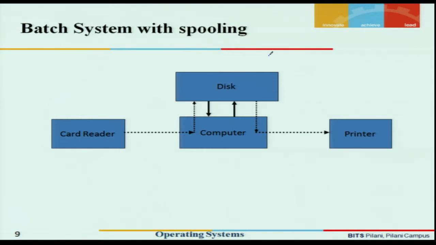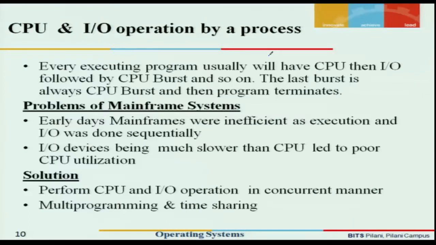Using this, the performance of a batch system was enhanced, but the fact remained that while a program is executing on a batch system, there is no way another program could execute. Until a program finishes, the other program cannot execute on this system. So let us try to understand a bit about the CPU and I/O operation of a process: when a particular program is executing, how the CPU and I/O operation occurs.